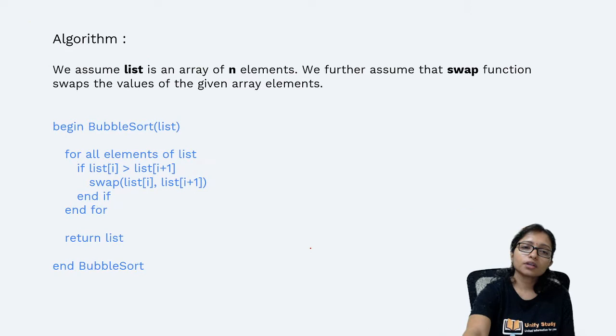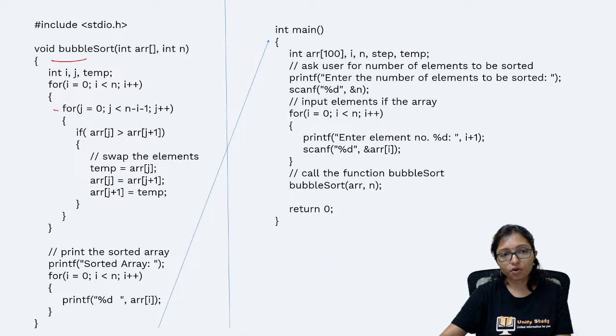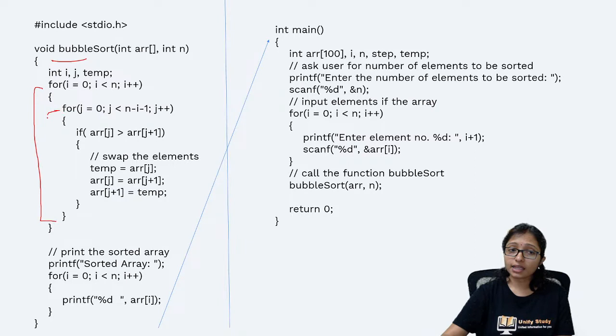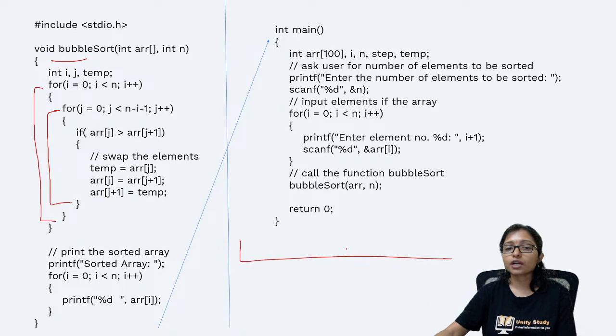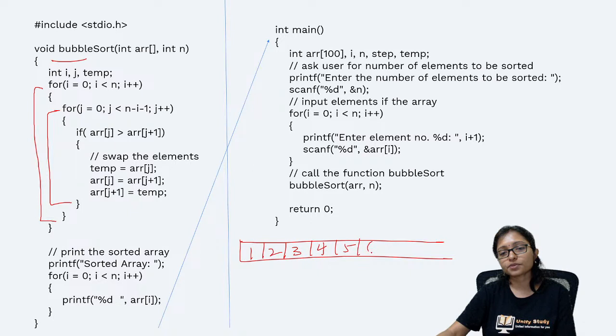Unnecessarily, in bubble sort, here is the for loop. This for loop is also working n times. Another for loop is also working n times, although it is a sorted one. If I am taking a sorted array, 1, 2, 3, 4, 5, 6, 7, 8, it is a sorted array.